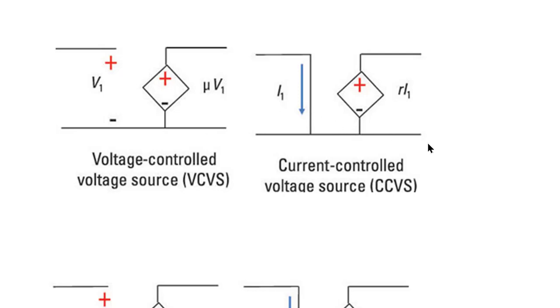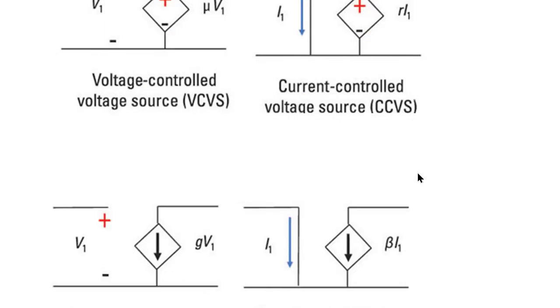Similarly, there is another type of dependent voltage source that is called the current controlled voltage source. This is the dependent voltage source and its value is represented as R into I1, and this I1 is the current flowing in the neighboring circuit like this, and R is a constant. So the magnitude of this voltage source depends upon this I1 and also this R. That's why it is called current controlled voltage source.